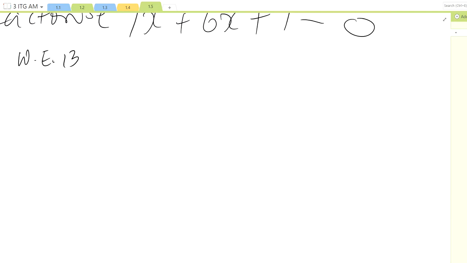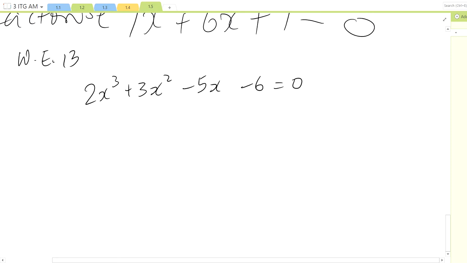Okay. Everybody read the question. Solve the cubic equation 2x cubed plus 3x squared minus 5x minus 6 equals 0. You are supposed to solve it. How are you going to solve it? Remember in your quadratic equations, we solve by factorizing. We find two factors, x minus 1 times x plus 10 equal to 0. Then you get two values of x. This time it is cubic. Are you able to find the factors easily?